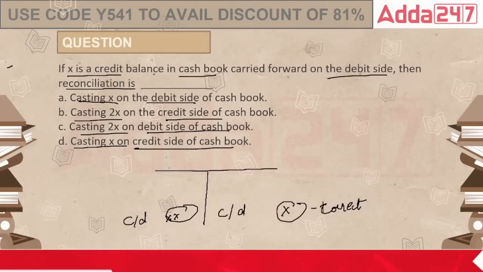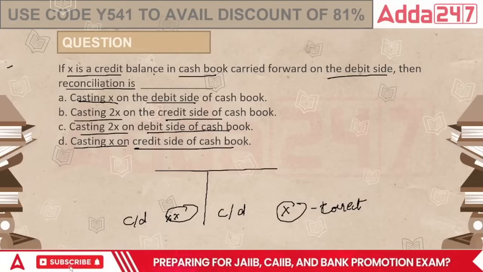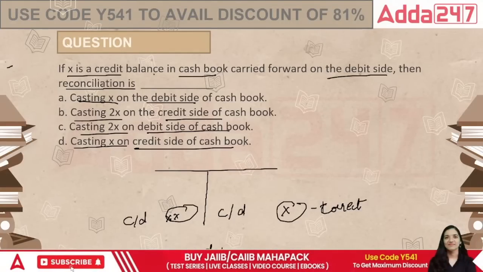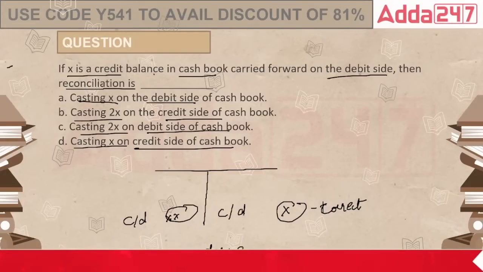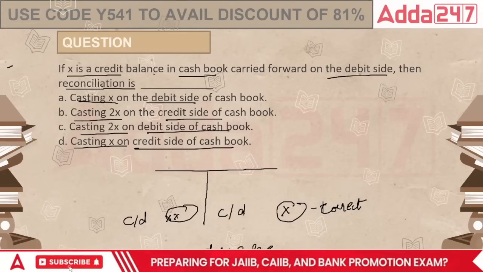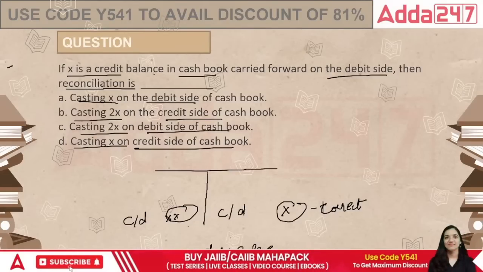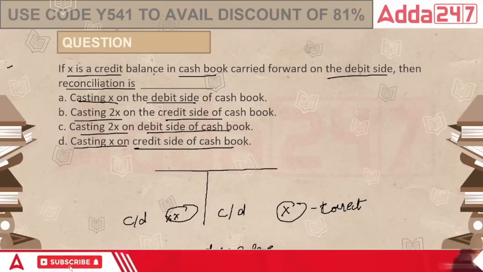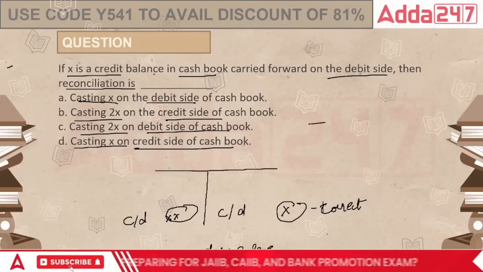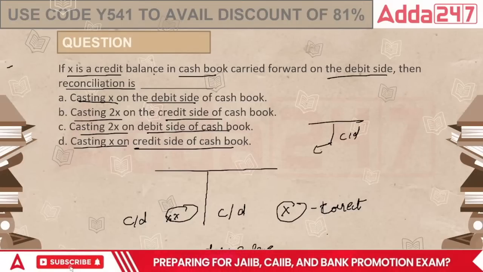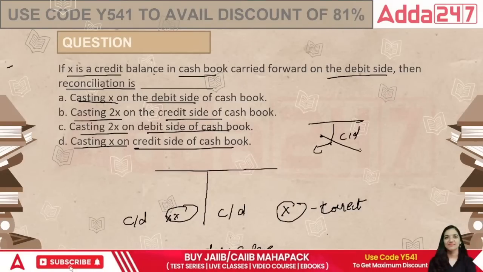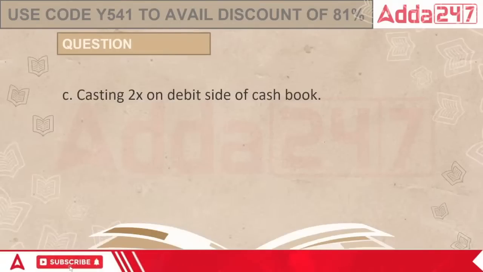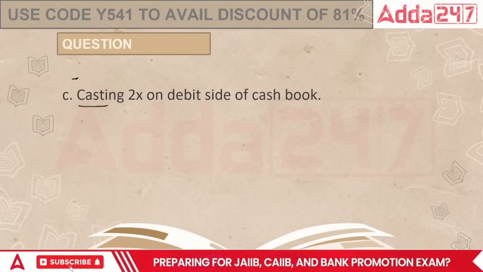First of all, if X is a credit balance, when we talk about a credit balance, it would be debited later on, right? It would become a debit balance later on, because when we carry it down it would go towards a debit balance there, but it has been taken on the debit side, so it would be created in that case, because whatever is carried down it is taken towards the brought down. If this is the side, it is basically crossed in any case. So in this case the correct answer would be casting 2X on the debit side.